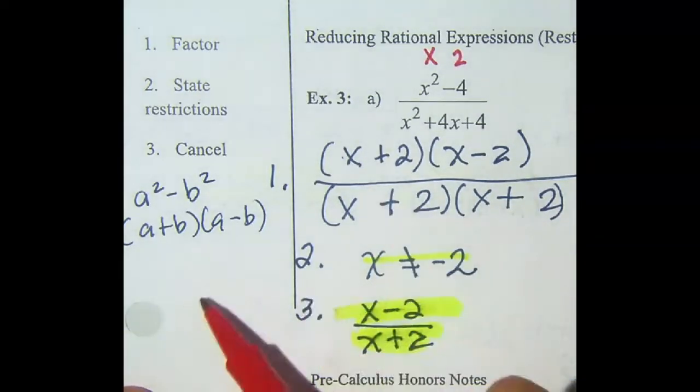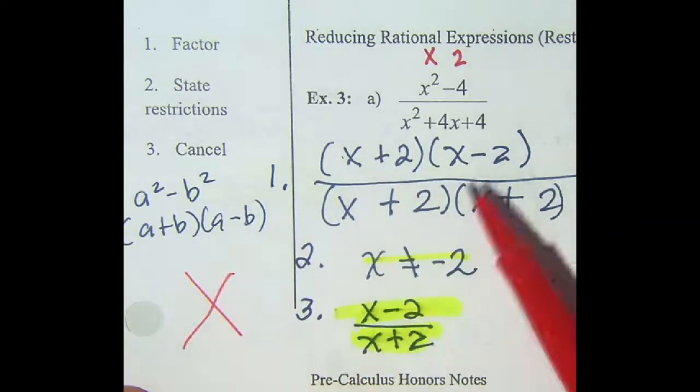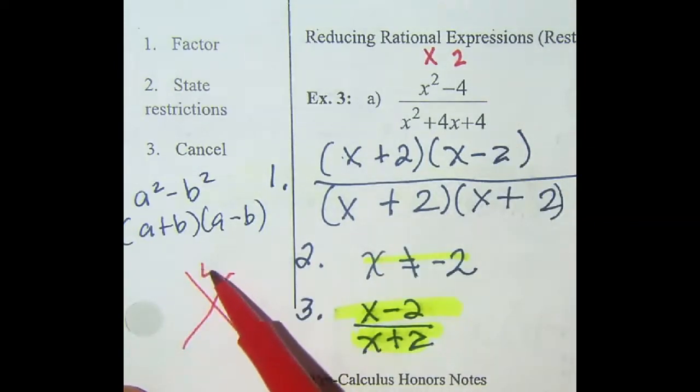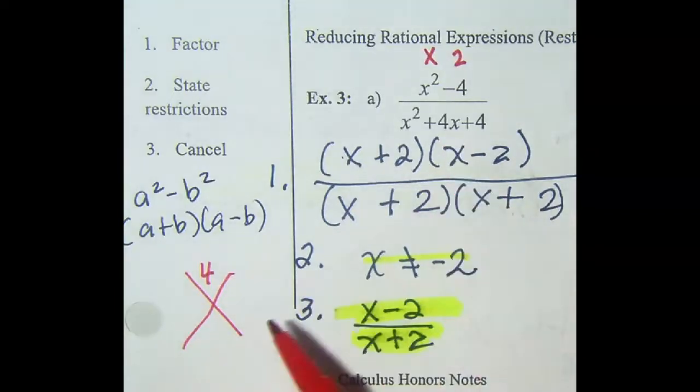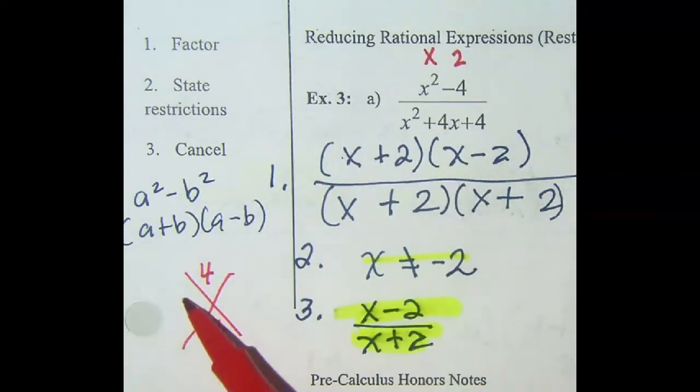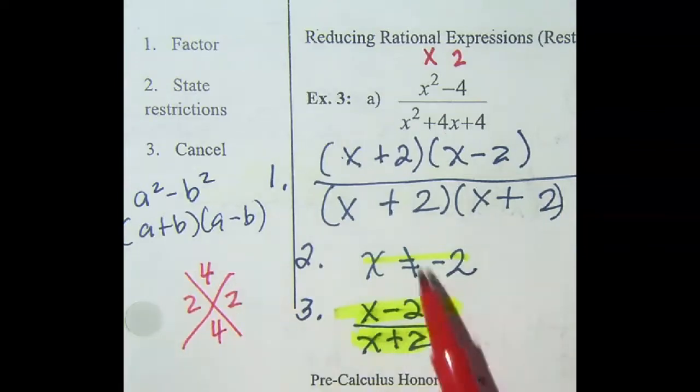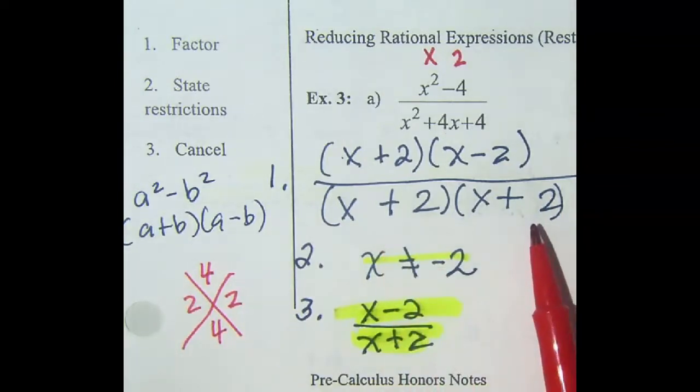When a is 1, it's multiply to get the last number, which is 4, and add to get the middle number, which is 4. And so our numbers are 2 times 2, x plus 2, x plus 2.